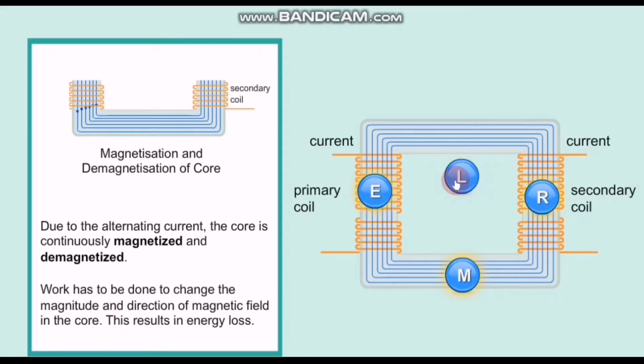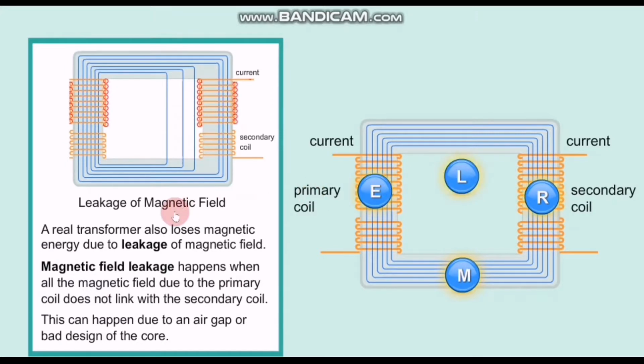Alright? So factor number 3 is the leakage of magnetic field. If you look at this diagram, not all the magnetic field from the primary coil are linked to the secondary coil. So we say that an energy loss may also be due to this leakage of magnetic field. This can happen due to either an air gap or the bad design of the core.